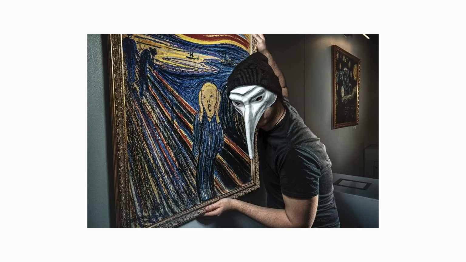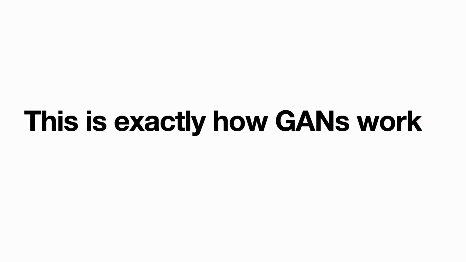Eventually, the forger will learn the tricks so well that the forger will start fooling the detective into believing that the fake paintings are the original paintings of Da Vinci. Now we can say that the training for the forger is complete. This is exactly how the GAN works.